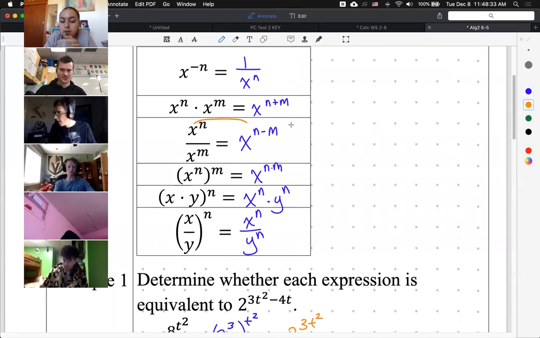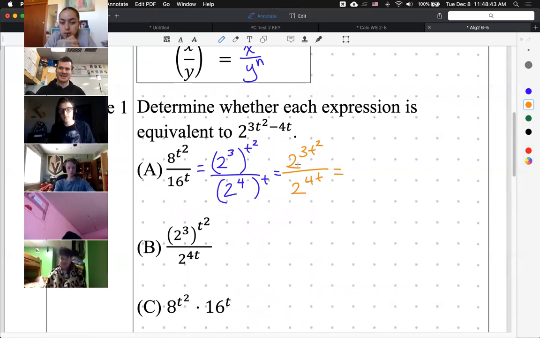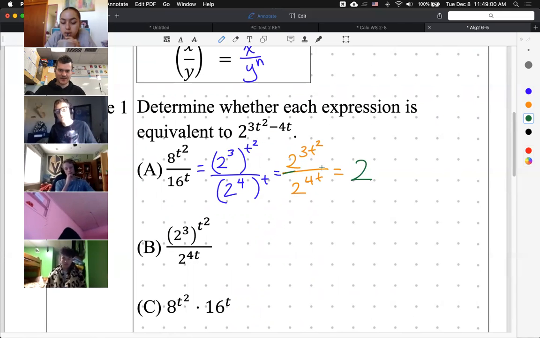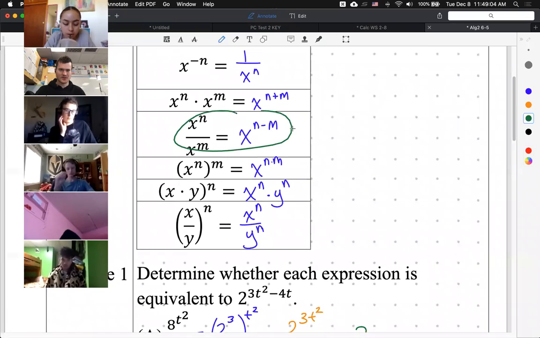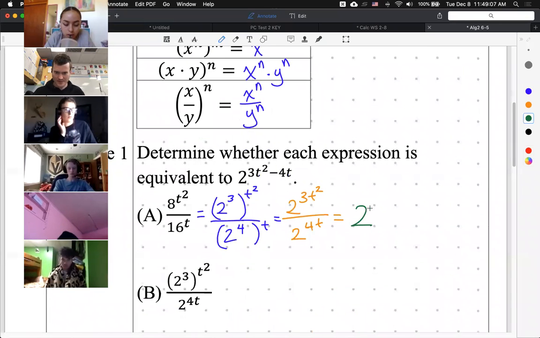And last step to simplify this, I need to use this rule. I can't remember who told us this rule. Was it Jenny? Jenny's rule. What do I do now that I have the same bases and they're being divided? What do I do with their exponents? We'll give it to Cohen. Not quite. Multiplying them is when I have a power to a power. When I'm dividing a base, it's Jenny's rule right here. I subtract them. So I have 2 to the power of what then? 2 to the power of 3t squared minus 4t. And lo and behold, that was what we are trying to get to.